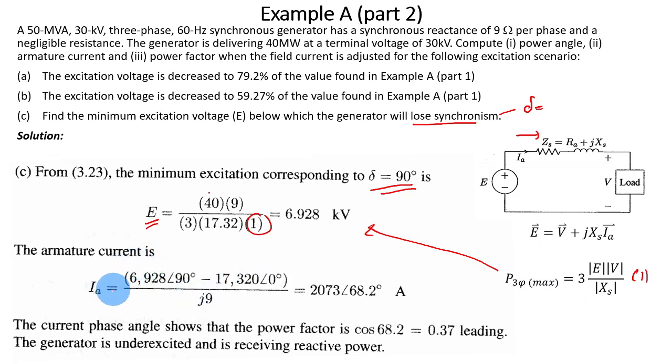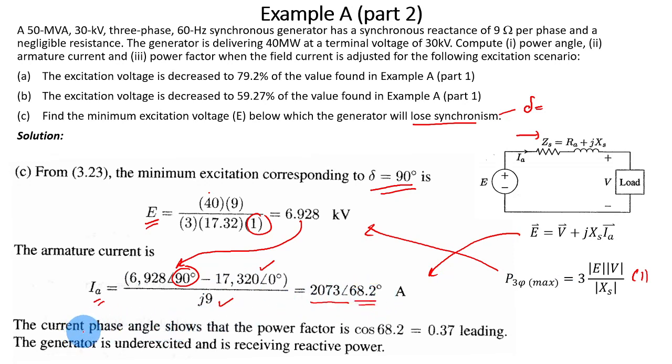After that, we find the armature current IA using this expression here. So 6.928 kV is this value at the angle of 90 degrees, because we want to find the armature current when the generator loses synchronism, which is at the stability limit. Of course, V is the same, and IA is j times this here. After you plug in the numbers, you will find the armature current is around 2073 ampere at the angle of 68.2 degrees.